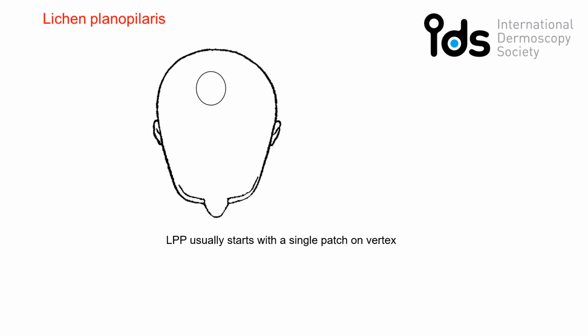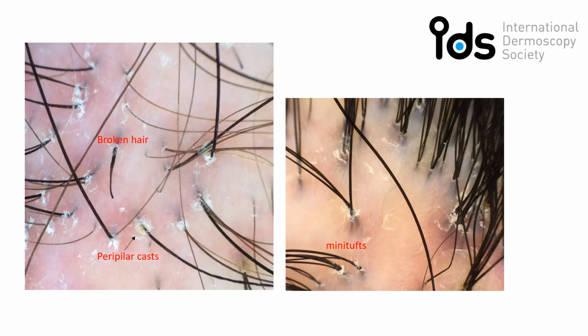So let's start with lichen planopilaris. It usually starts with a single patch on the vertex of the scalp. It can have patchy and diffuse forms. Trichoscopy is very useful to make the diagnosis or to suspect the diagnosis in the clinic. You can see here that the most common features are the presence of these so-called peripilar casts, which are layered scales like an envelope. They encircle the emergences of the hairs from the surface.